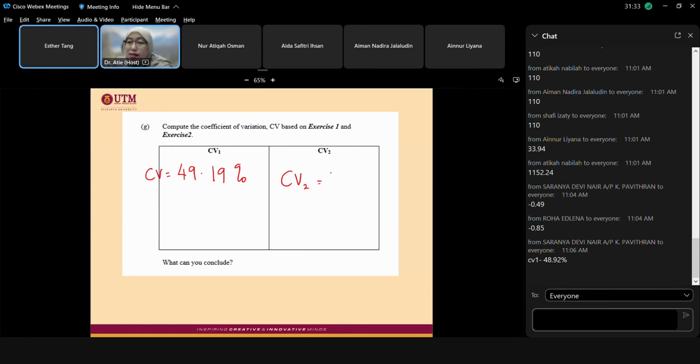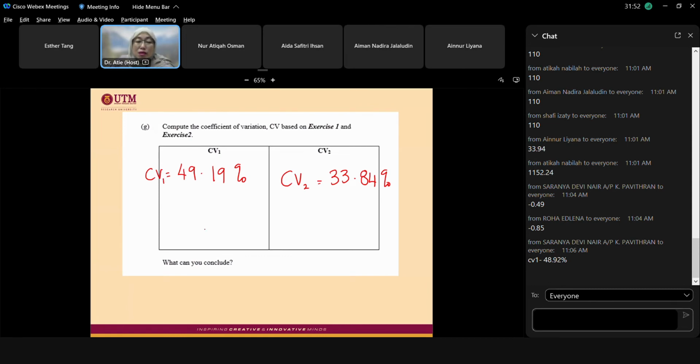33.84%. Sorry, say it again, Esther. 33.84%. Okay. Remember, your answer must be in percent. If you miss the percent, again, it's going to be wrong. Okay. So the CV should be in percent.